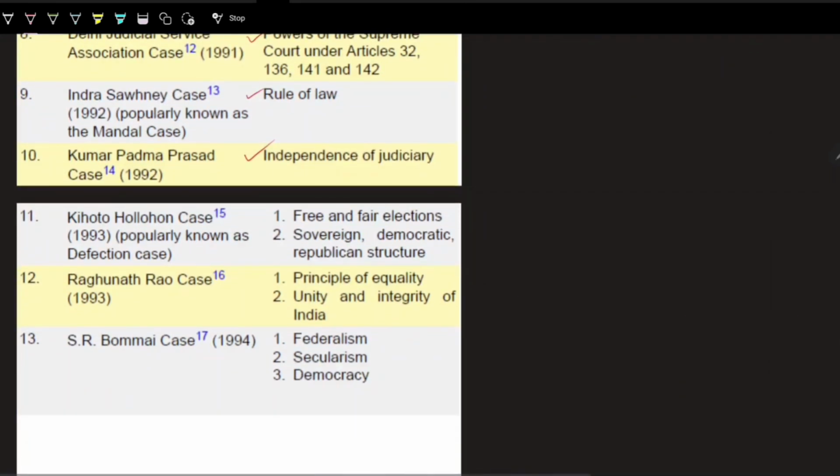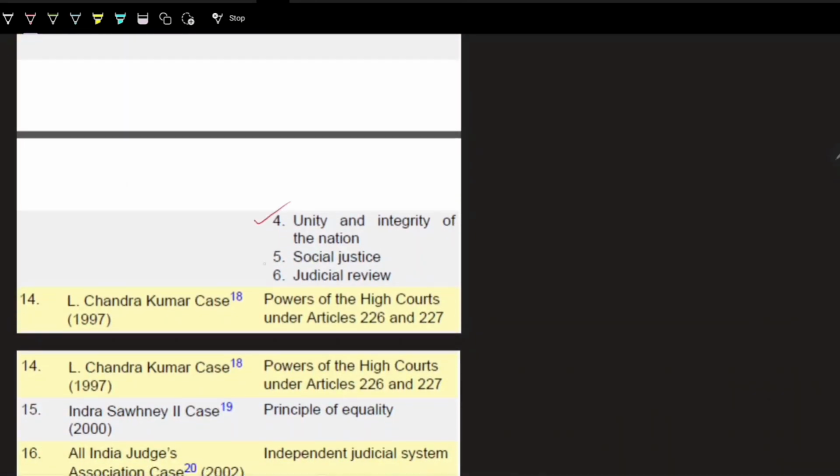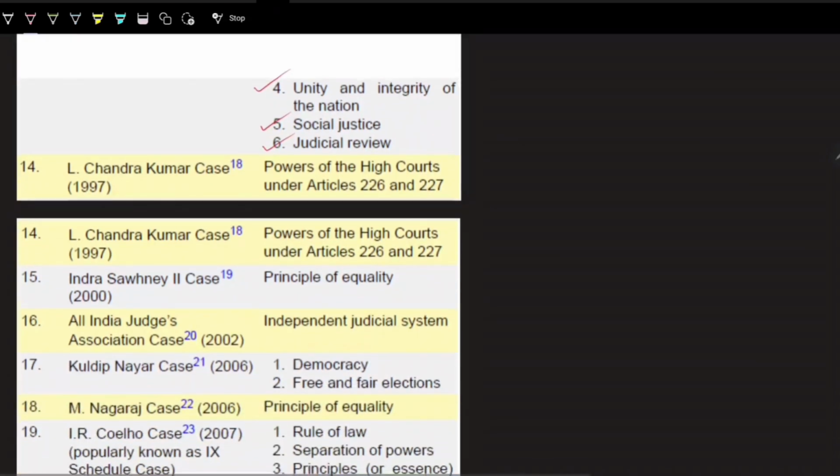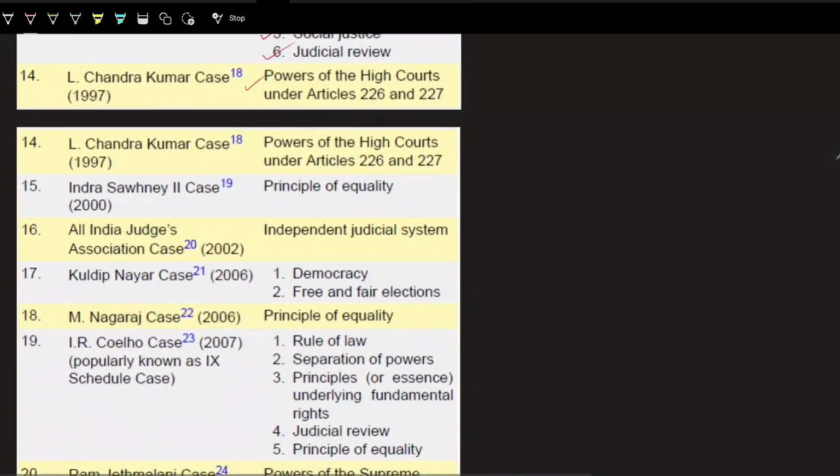independence of judiciary. Kihoto Hollohan case: free and fair elections, sovereign democratic republic. Raghunath Rao case: principle of equality, unity and integrity of India. SR Bommai case: federalism, secularism, democracy, unity and integrity of the nation, social justice, judicial review. L. Chandra Kumar case: power of High Courts under Articles 226 and 227. Indira Sawhney case: principle of equality.